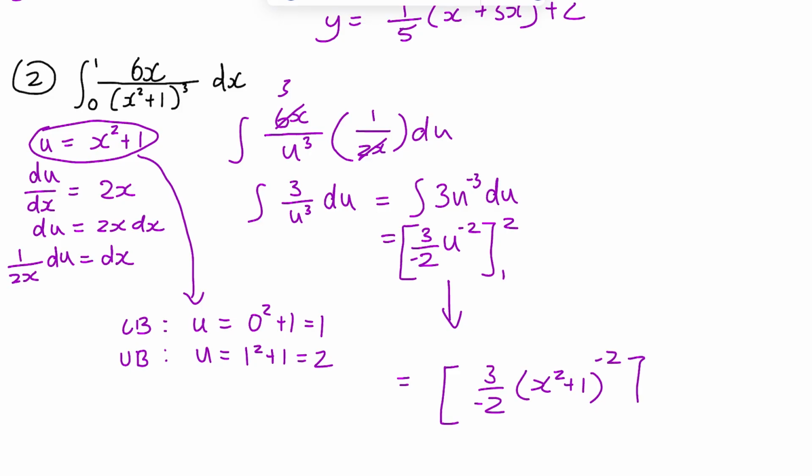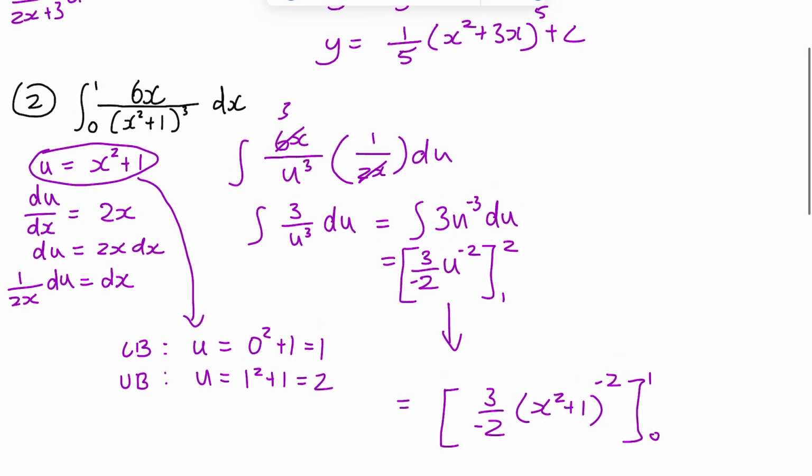And then for the lower bound and upper bound, this time, because we changed it back to x, we will be using the same boundaries as the original equation. So we have 0 and 1. And these two are the same thing. If you plug it in, it's the same. So there you have it.